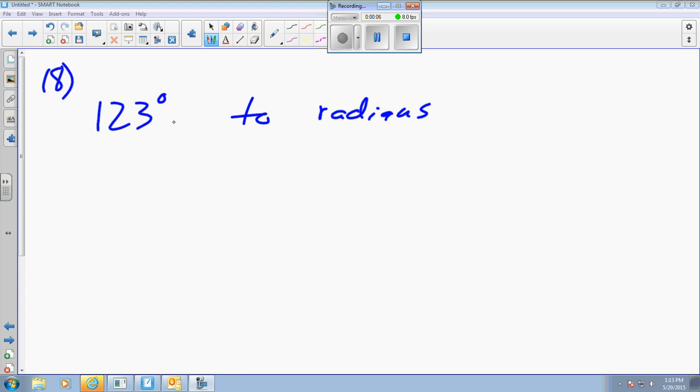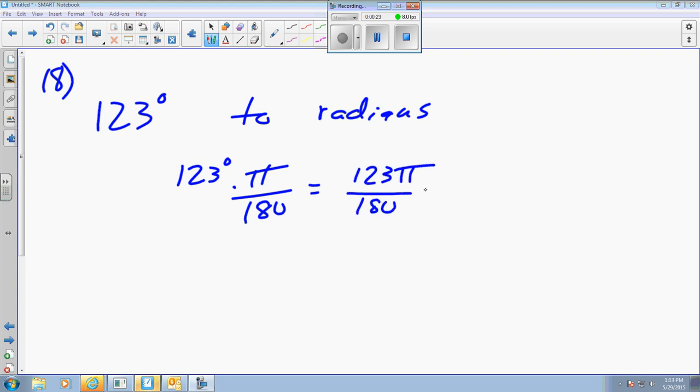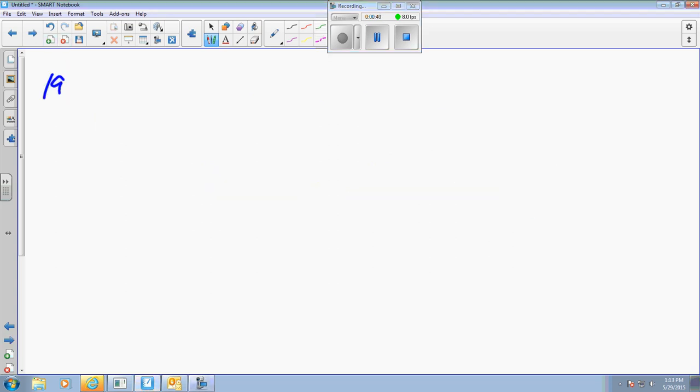Going to start question 18 where we are converting 123 degrees into radians. To change degrees into radians, we need to multiply by pi over 180. When I do that, I get 123 pi over 180 radians. Don't forget about the radians part because we're in radians now. And if I simplify by dividing top and bottom by 3, I get 41 pi over 60. That's a pretty ugly 41 pi over 60.